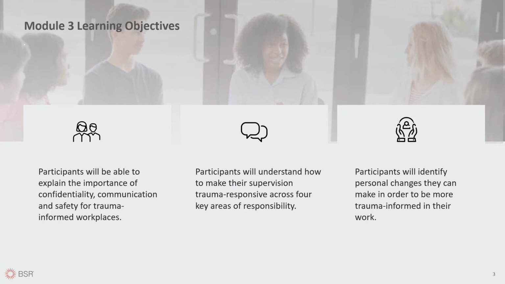As a result of this module, you will be better able to explain the importance of confidentiality, communication, and safety for trauma informed workplaces, understand how to make their supervision trauma responsive across 4 key areas of responsibility, and identify personal changes they can make in order to be more trauma informed in their work.